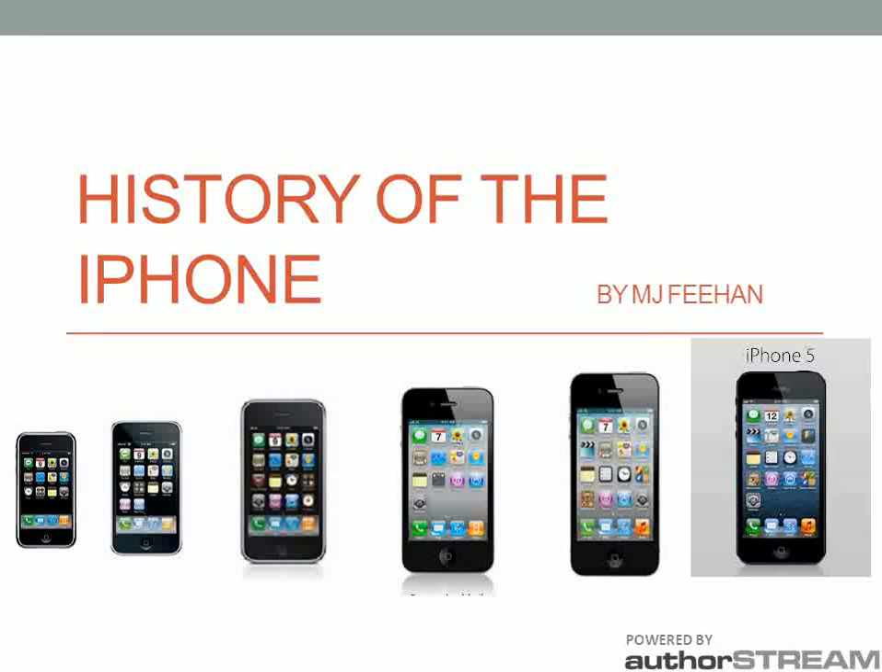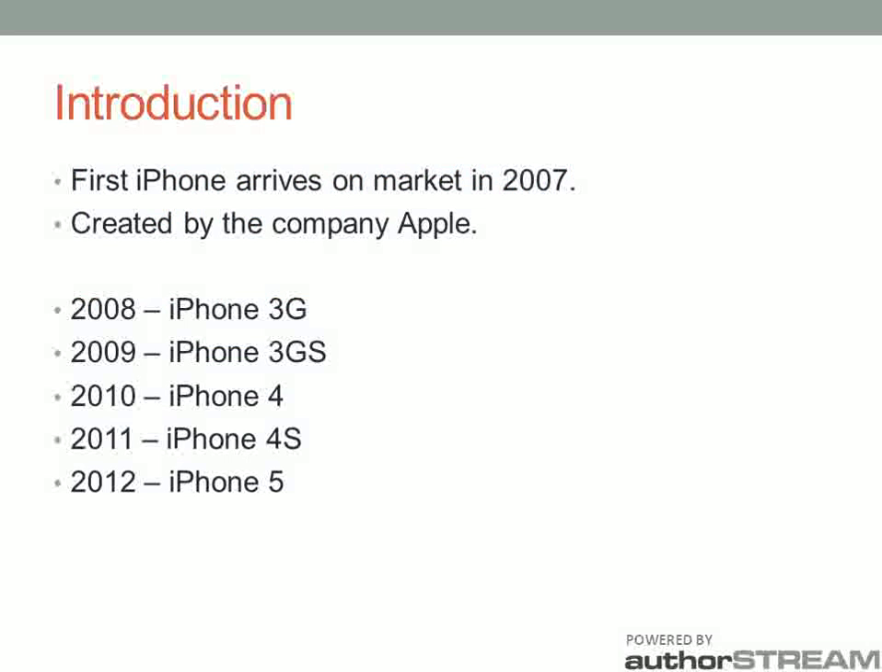Basically, I'll go through the history of the iPhone, which is the first iPhone, and the ones that followed, which is the 3G, the 3GS, the 4, the 4S, and the 5. As you can see, all the pictures are there. This is a brief introduction.